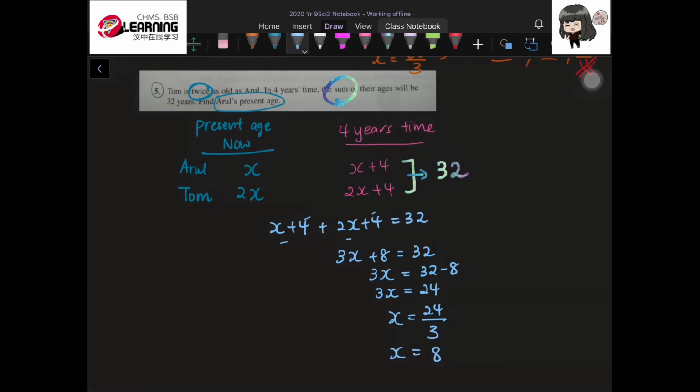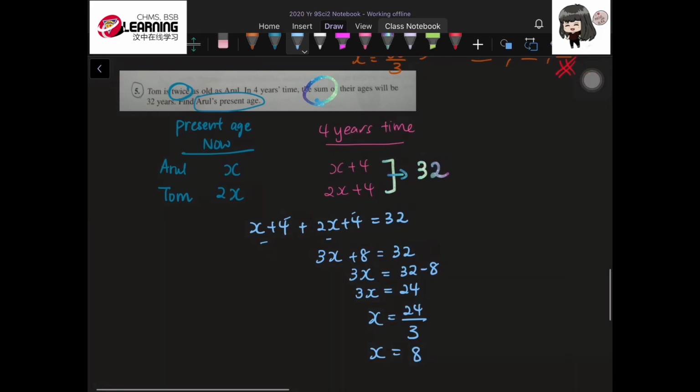So Arul's age now is 8. Arul is 8 years old. If they ask about Tom, then Tom will be 8 times 2, which is 16 years old.